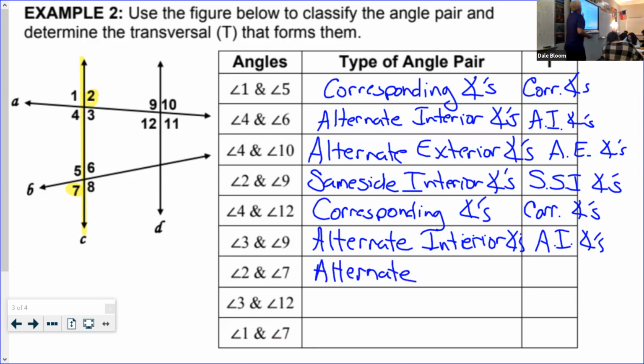They're alternate. So now, are they between the lines or exterior, outside the lines? They're exterior, they're outside. So this has to be alternate exterior angles, and that again is AE, is how you abbreviate that.